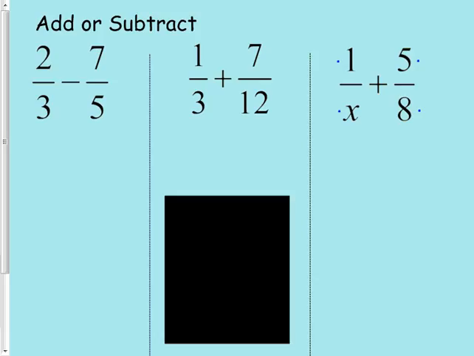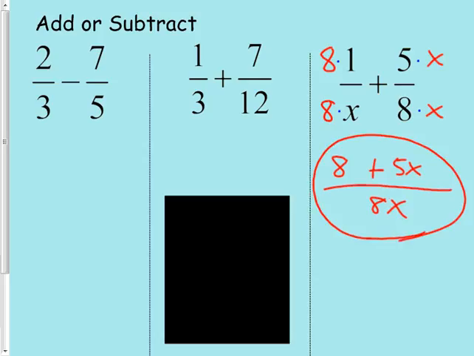Okay. Times by x times by x. Why did I do that? Because I knew the denominator is 8x, so I needed an x there. And if it's going to be 8x, then I'm going to say an 8 there and an 8 there. That way, it's 8 plus 5x all over 8x.